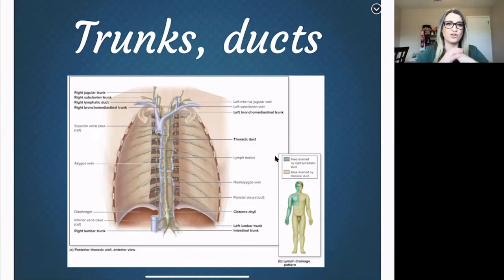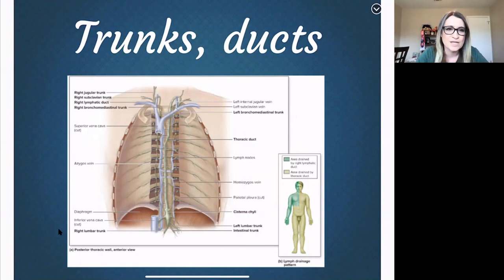As we're moving lower, you have the bronchomediastinal trunk. This is going to drain the deep thoracic structures. And then the intestinal trunk is going to drain structures within your abdominal cavity. And the lowest one is going to be the lumbar trunk. And for the lumbar trunk, you have left and right lumbar trunks.